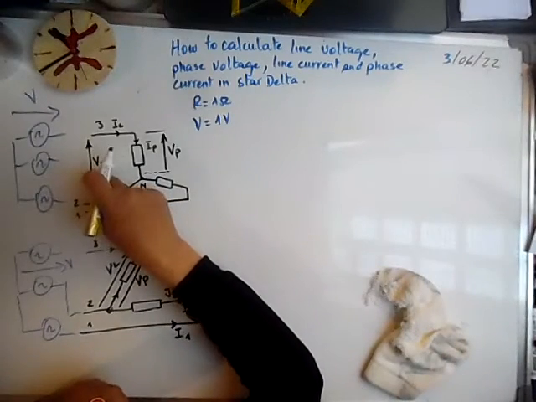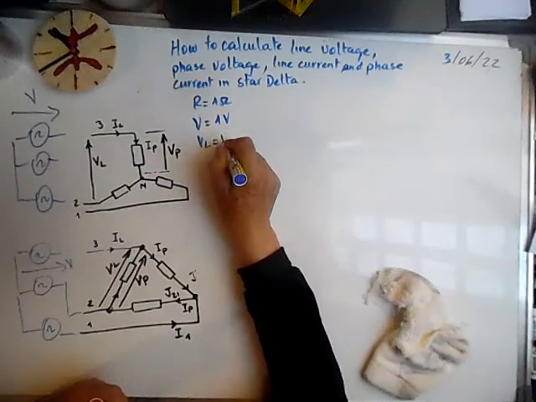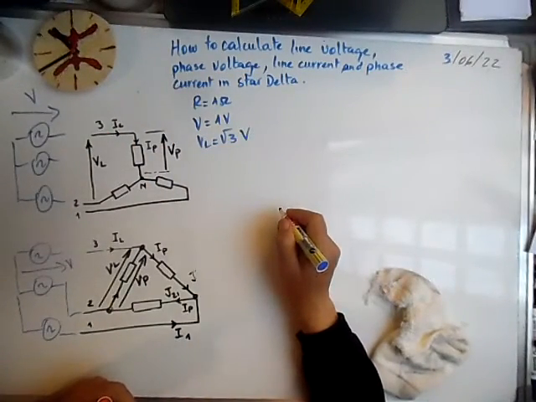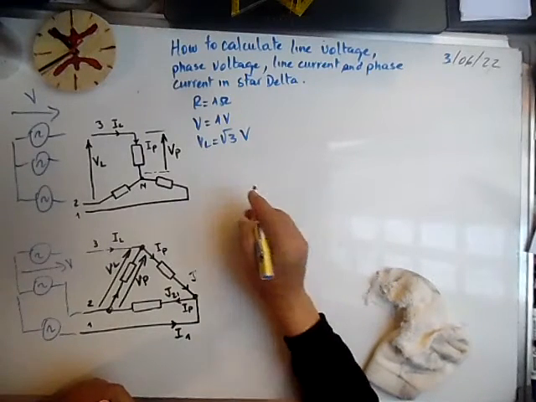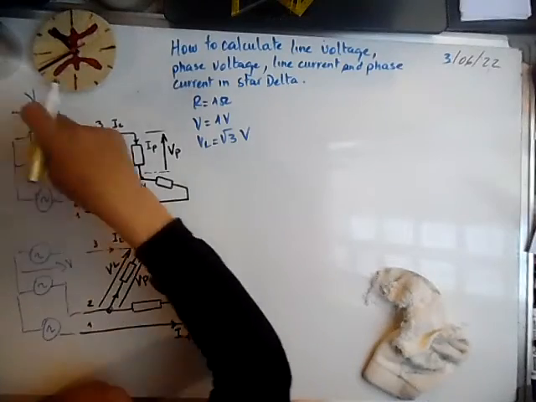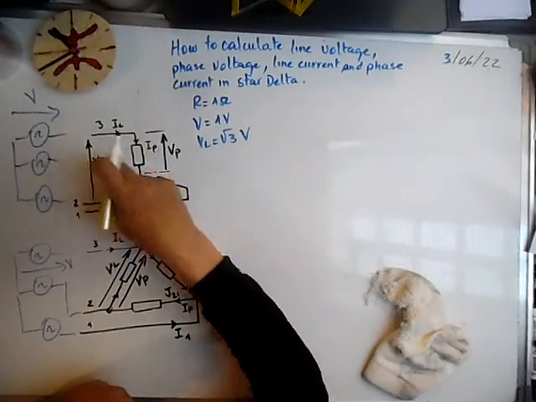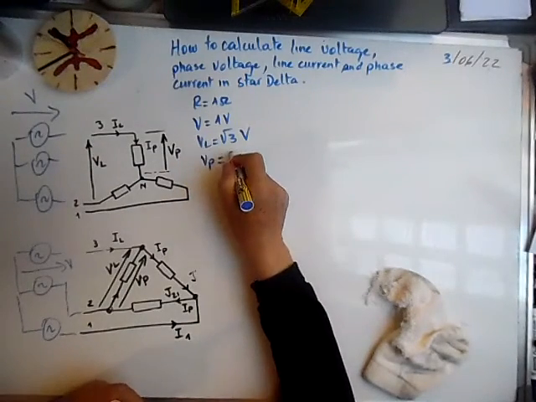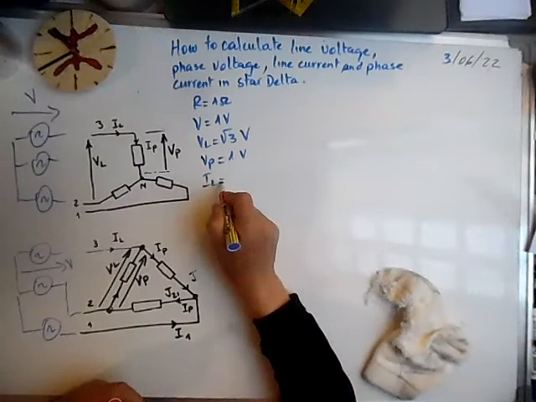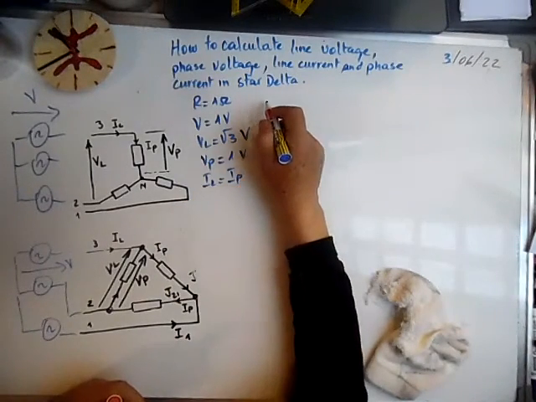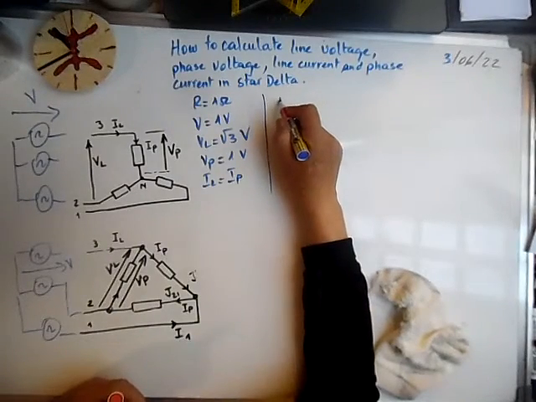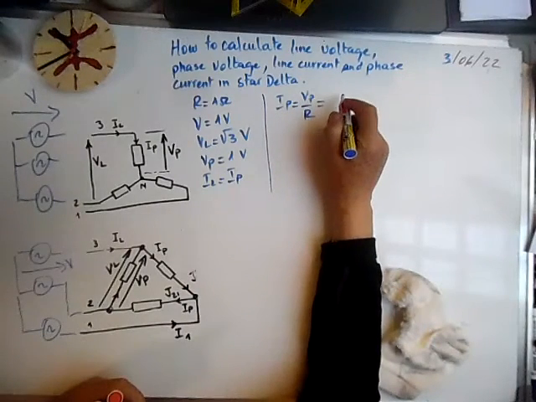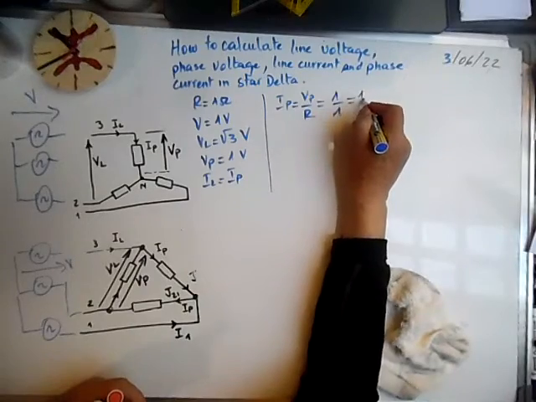So it means that the line voltage here will be square root of 3 times V, which is 1, so it means square root of 3 volts. V phase will be equal to this. The load phase voltage is equal to the source phase voltage, so V phase is equal to 1 volt. Line current is equal to phase current. So we can calculate the current I phase. This is V phase over R, and V phase, we said it's 1 volt over 1 ohm, it's 1 amp.